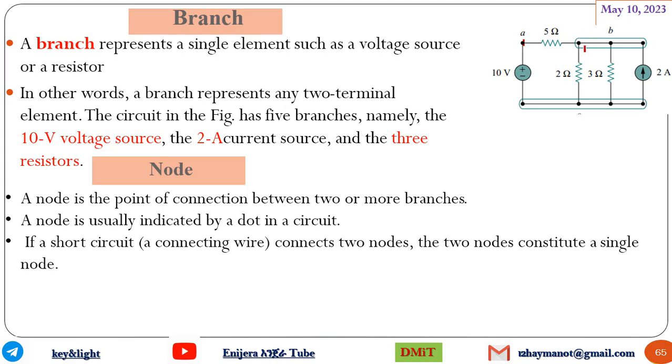One, two, three, point of connection. A node is the point of connection between two or more branches.